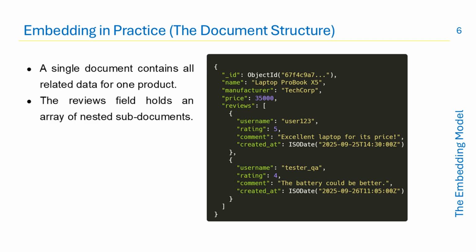The beauty of this model is its efficiency. To render the entire product page, our application executes just one simple find query using the product's ID. A single database operation returns all this data. This is incredibly fast. Furthermore, this design provides atomicity. If you need to add a review and, in the same operation, update the product stock level, you can do so in a single atomic write operation on this one document, which guarantees data integrity.